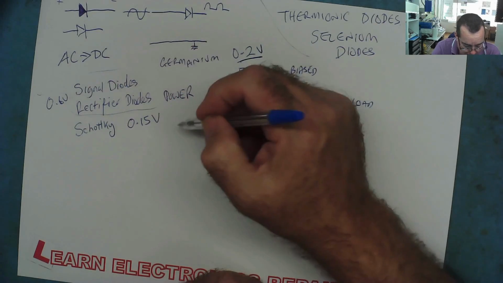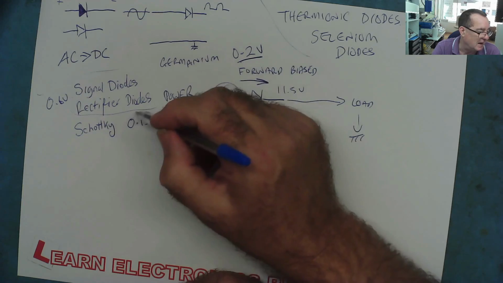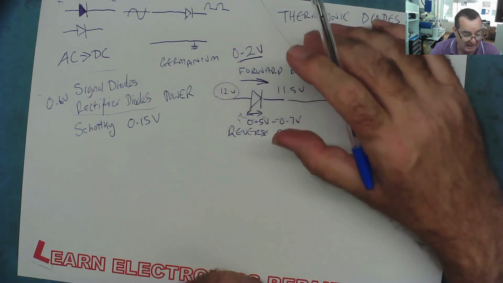The way you know which is which between the Schottky and the other one, the first way, is to take a meter in diode mode and measure the voltage drop. We'll talk about testing a little bit later, and I'll show you exactly how to do that.